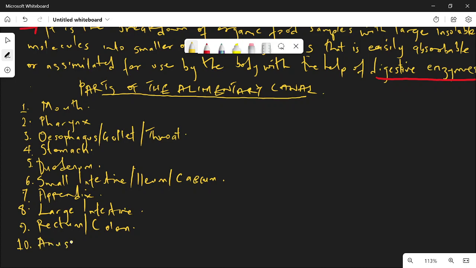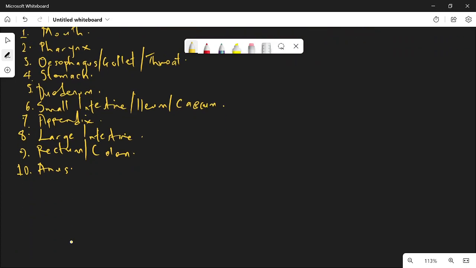So these are the organs that will take part in digestion. These organs make up what we refer to as the digestive system or the alimentary canal. So let us take them one after the other. What happens in each of these parts? So we're starting with the mouth.